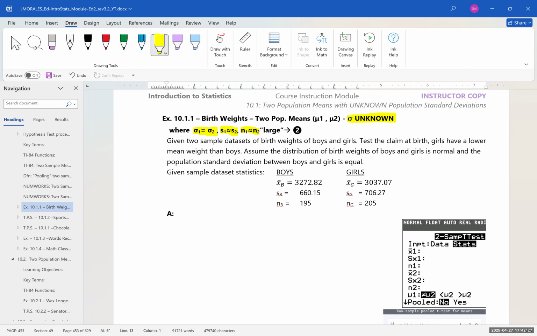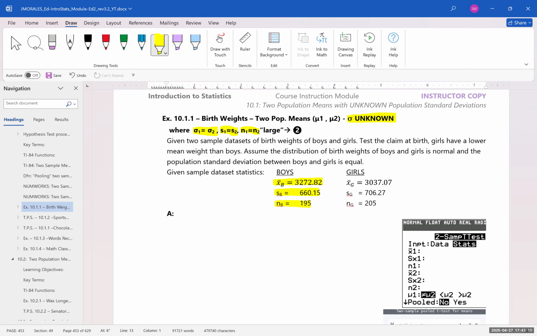So given two sample data sets of birth weights of boys and girls, test the claim that at birth, girls have a lower mean weight than boys. Assume the distribution of birth weights of boys and girls is normal, and the population standard deviations of boys and girls are equal. Given sample dataset statistics, we've got a sample size of 195 boys with a mean weight, I think this is probably grams, 3,272.82 grams, and a standard deviation of 660.15 grams.